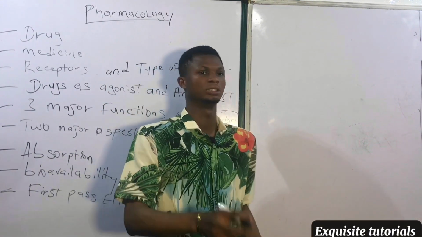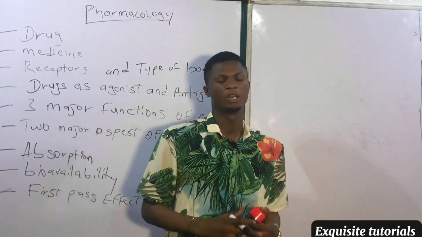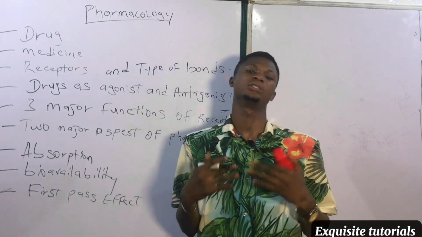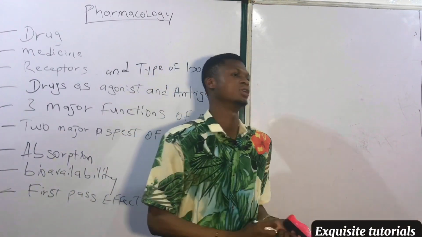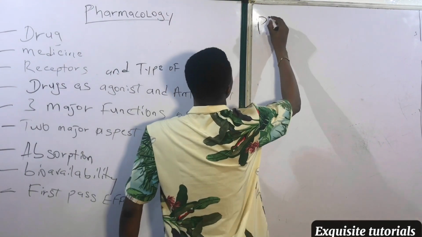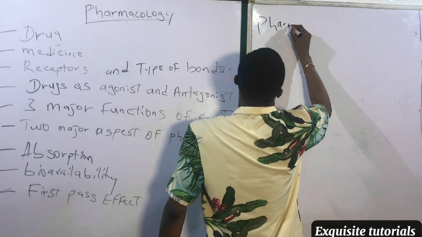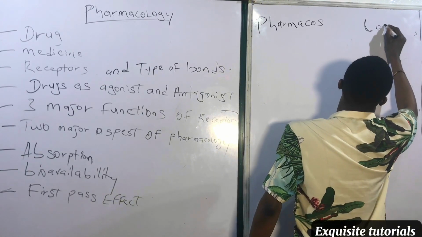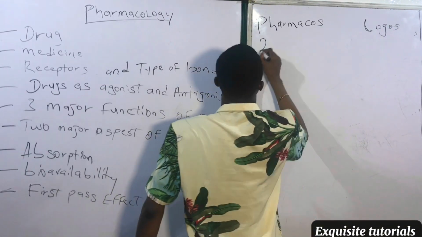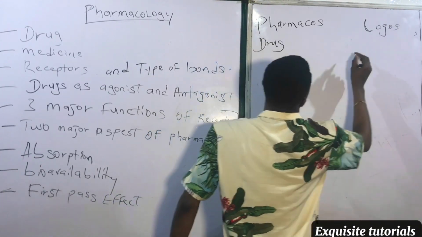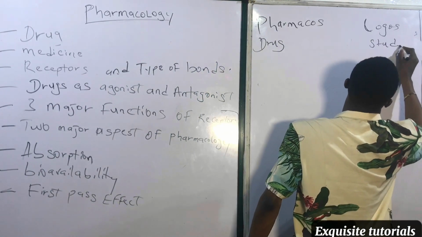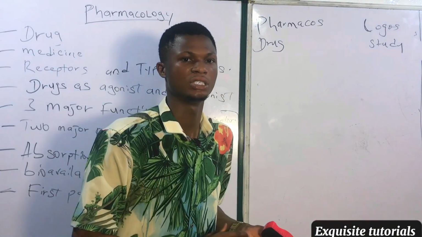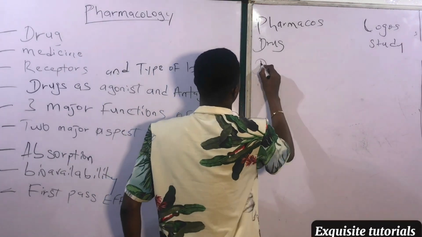Now we're going to go straight. First, what is pharmacology? Pharmacology is the study of drugs. Simple word. Pharmacology is gotten from two Greek words, pharmakos and logos. Pharmakos means drug. Logos means study. So pharmacology in simple words means the study of drug. Now let's talk about drug.